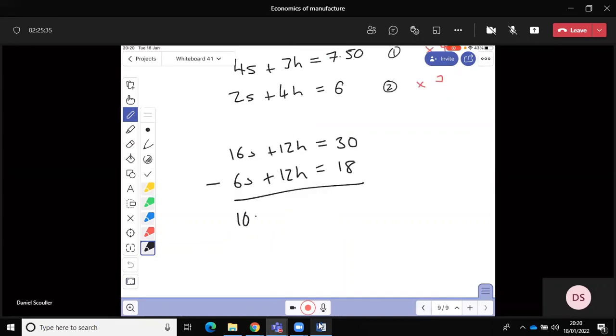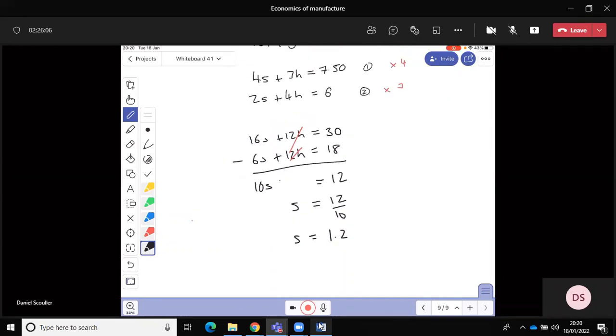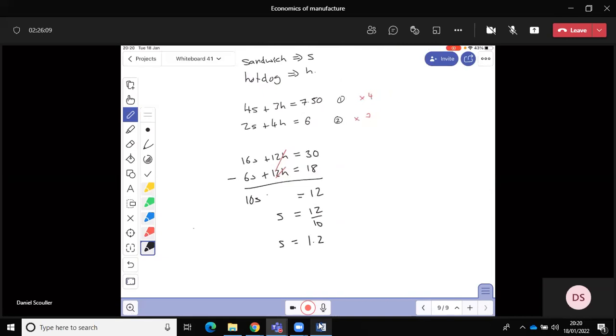Subtract them, 10s. Eliminated. 30 minus 18 is 12. Okay. S equals 12 over 10. We should be able to do that without a calculator. That would give us S equals 1.2. So if we were going to write that out fully, S would be £1.20.